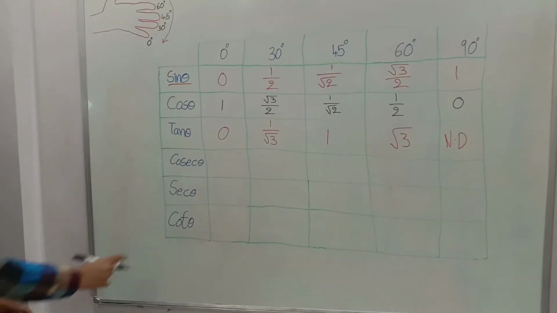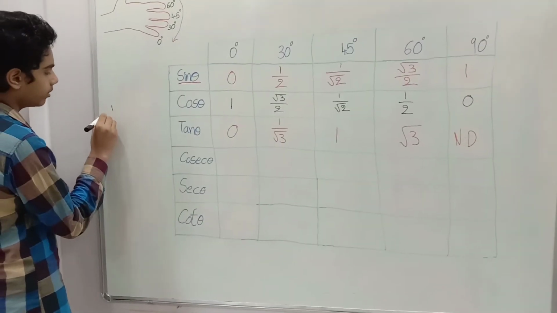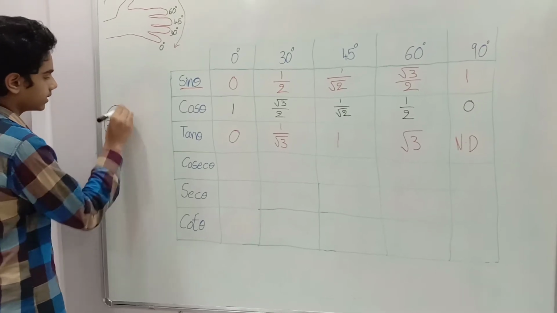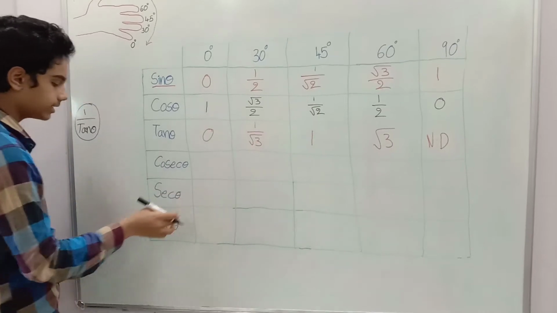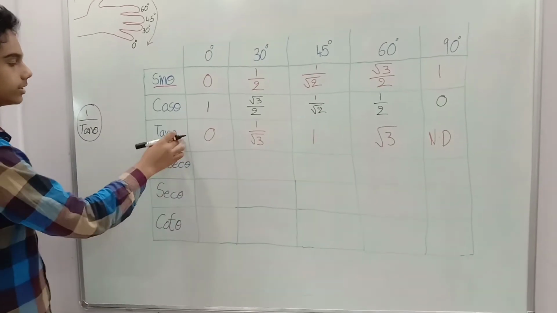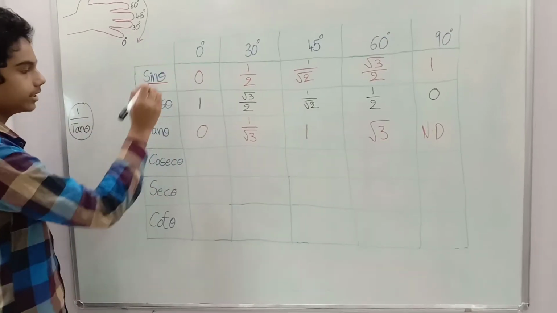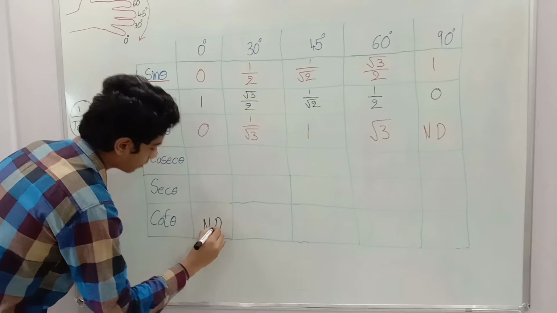Now let's write cot values. For cot there are two ways. First way is we can do 1 by tan theta. This is the first way. Another way is we have tan theta values. If you write this in reverse, those are cot values. Let's use the second way. Tan 90 is cot 0. Tan 90 is not defined. So cot 0 is not defined.